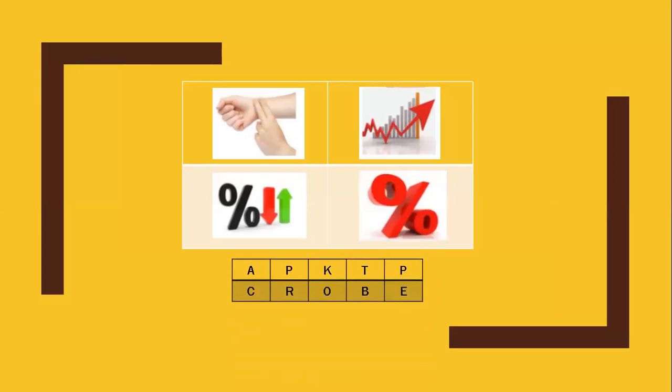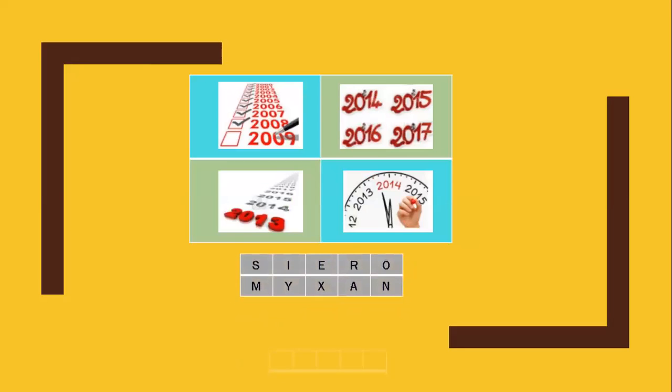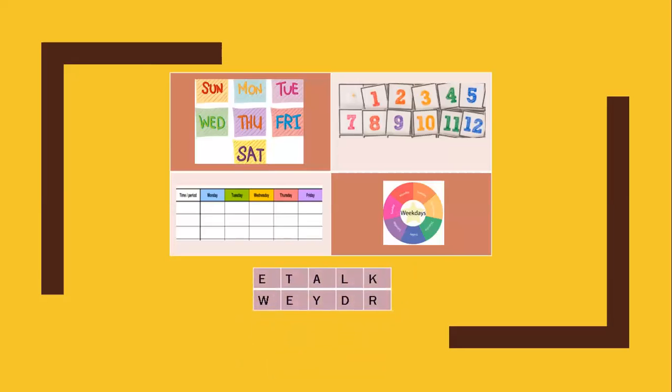Okay. What is that? Pause. And the answer is right. Yes. Let's have another one. Pause. And the answer in this picture is years. That's very obvious. Let's have the other one.